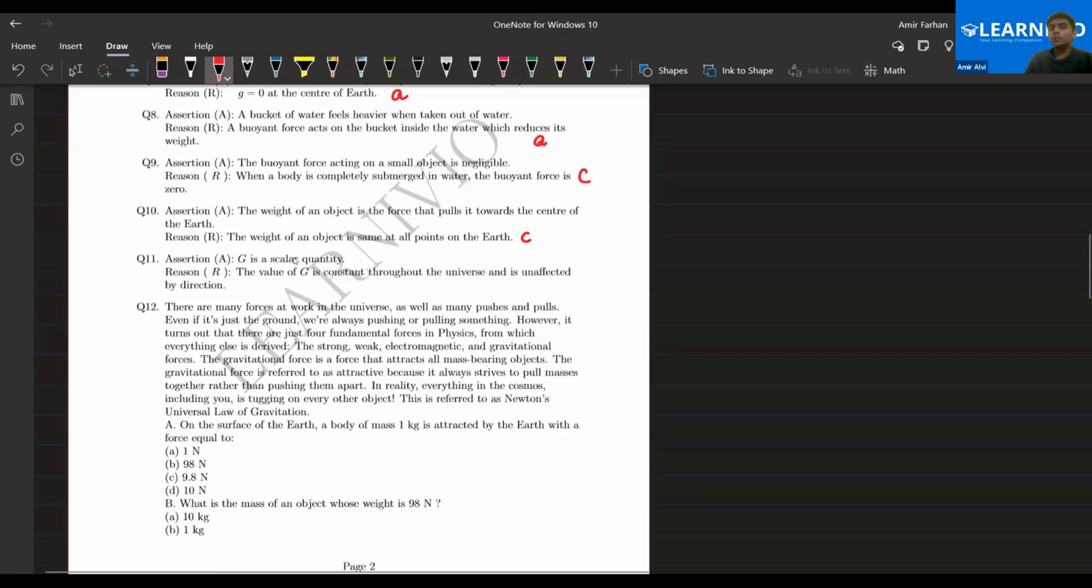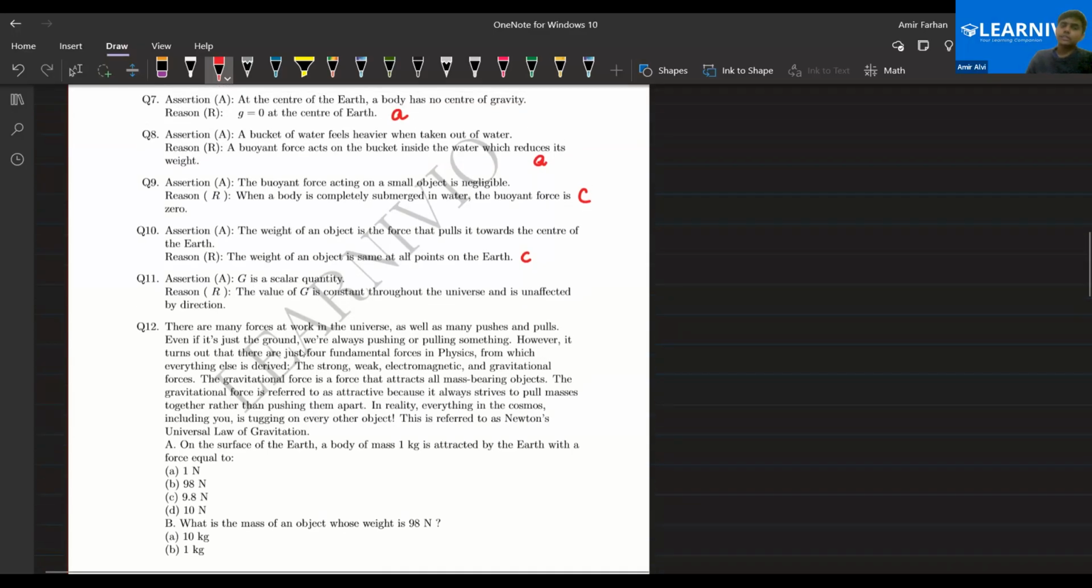g is a scalar quantity. The value of G is a constant. Do let me know, is G a scalar quantity? So G is a scalar quantity, and the value of G is constant. Yeah, so this is option B. The reason is that it is just a number. If it's just a number, that means it depends only on magnitude, and hence it is constant throughout the universe. So that's why it is a universal thing. Clear, all of you? Yes, sir.